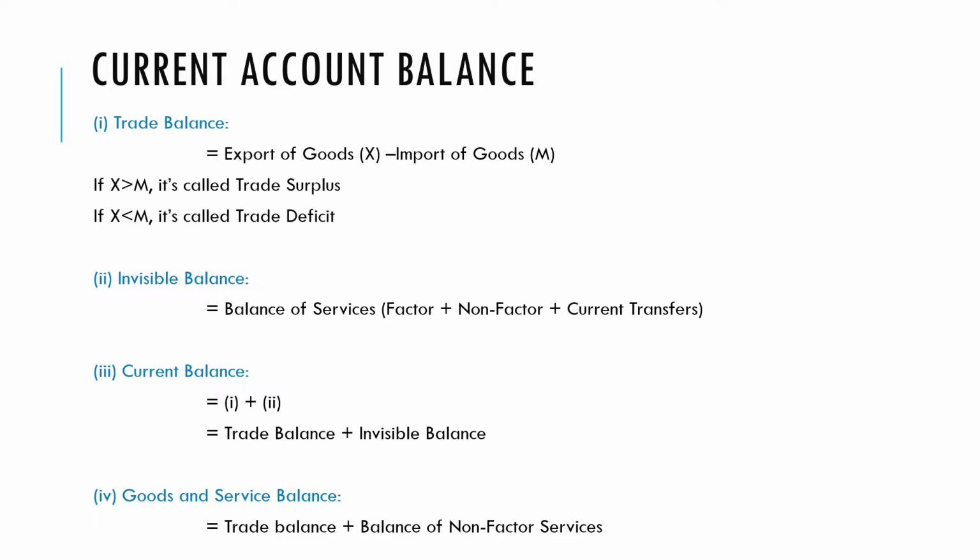Current balance is the sum total of trade balance plus invisible balance. That is, it includes exports and imports of goods, exports and imports of services, and current transfers. There is another type of balance which is called goods and services balance. This is calculated by the sum total of trade balance plus the balance of only the non-factor services.